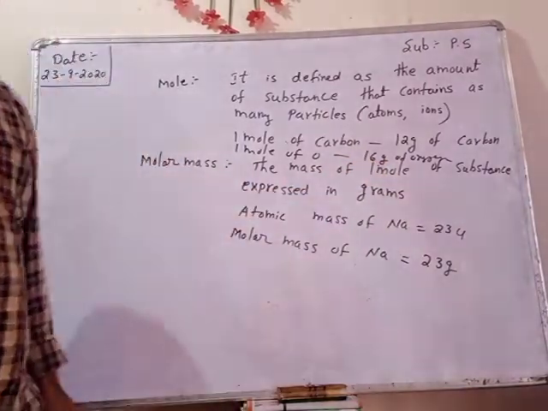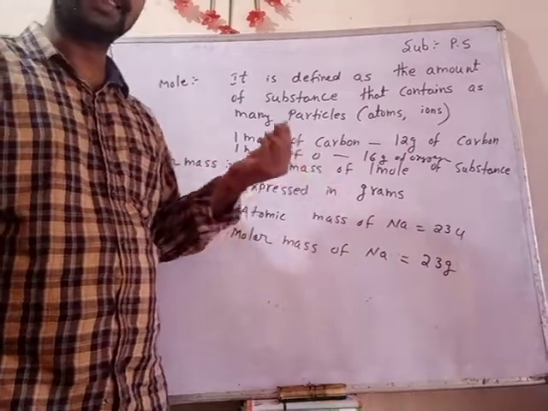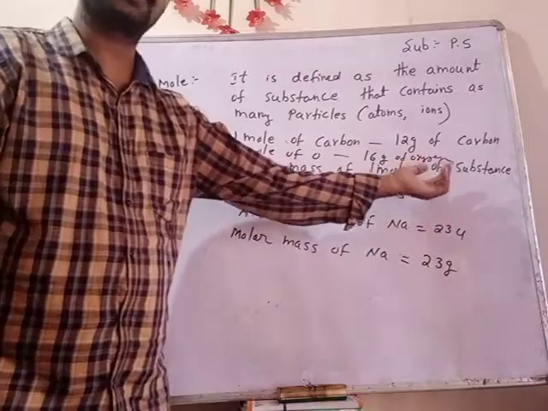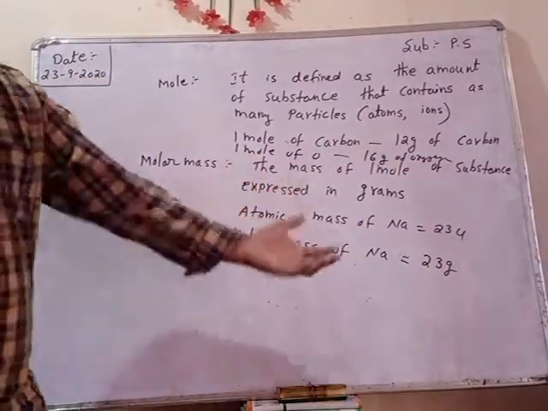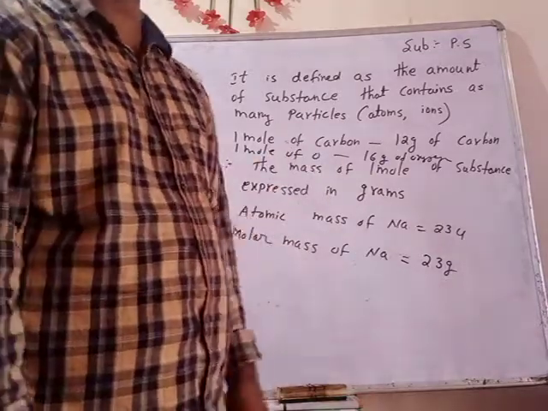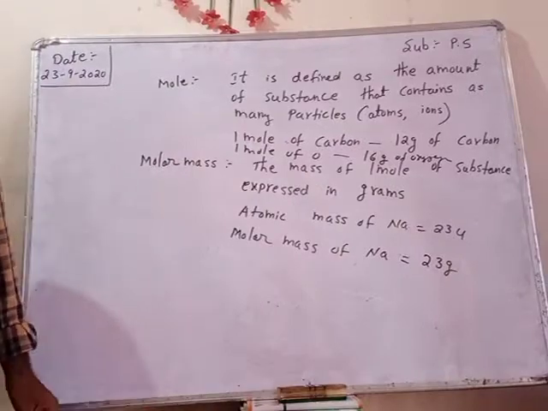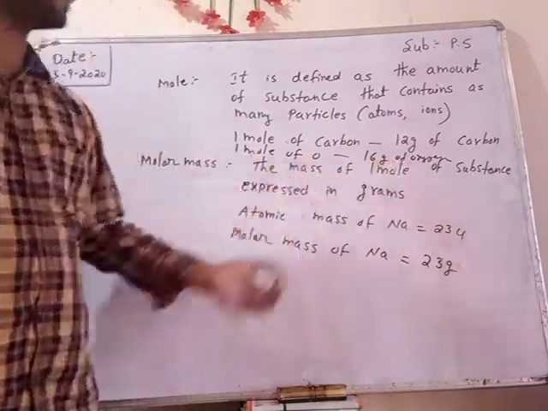Clear? For example, take nitrogen. 1 mole of nitrogen is equal to, what is the mass of nitrogen? 14 grams. So 14 grams of nitrogen. Clear? So simply, mole means its mass. Carbon mass is 12 grams, so 12 grams is equal to 1 mole of carbon. Oxygen mass is 16 grams, so it is equal to 1 mole of oxygen.